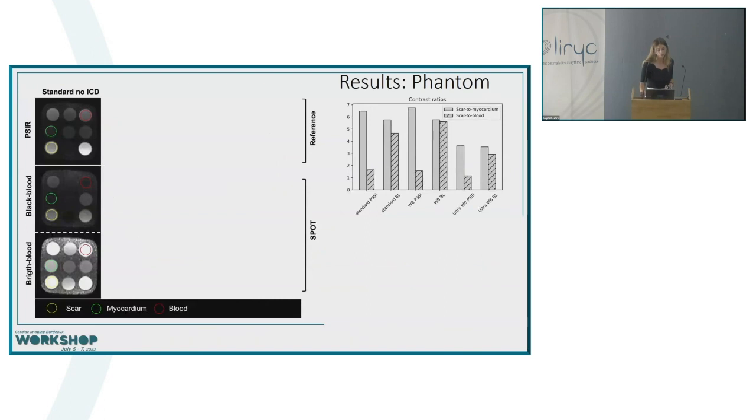So let's start with the phantom results. Here you can see the different techniques, phase-sensitive inversion recovery, and also spot. So we have black blood and bright blood images without ICD. So this is actually our ground truth for the phantom.